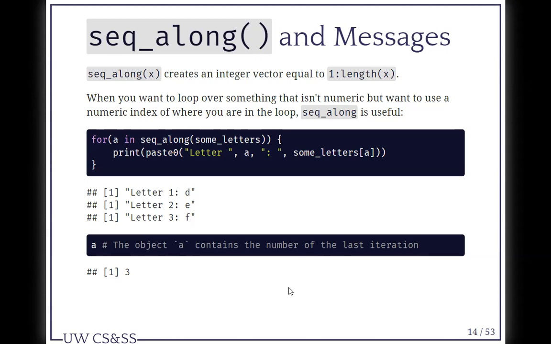Yes, you're talking about these brackets here. These brackets are taking from our some_letters vector the value that our current index is providing. So on the first loop, it's the number 1, second loop 2, third loop 3, and that's why it's able to pull out D, E, and F in order.